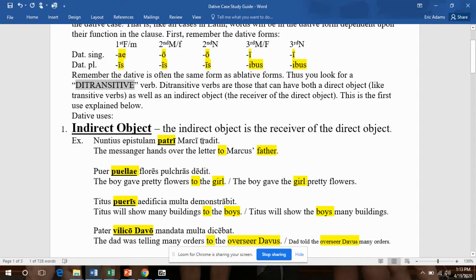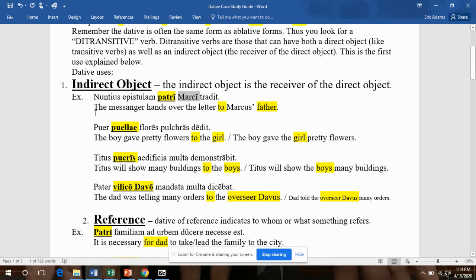Nuntius epistolam patri Marci tradet. Note here I have patri in the dative case, third declension, and then right after it I have Marci, also with a long i ending, but that is a second declension word, and so therefore its dative would have been Marco. Here it's genitive showing possession. The messenger hands over the letter to the father of Marcus, or you can see, to Marcus's father. In the highlighted yellow, I have both the dative and the dative translation.